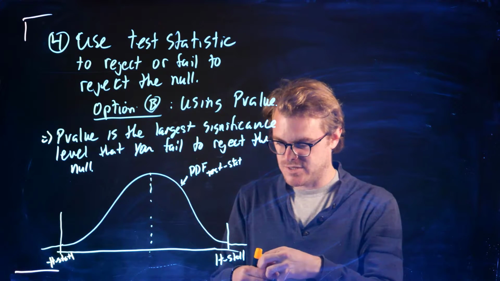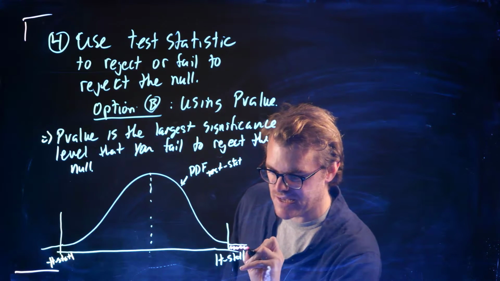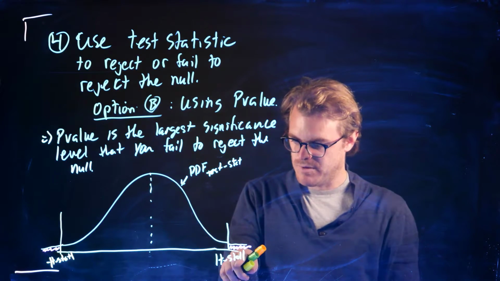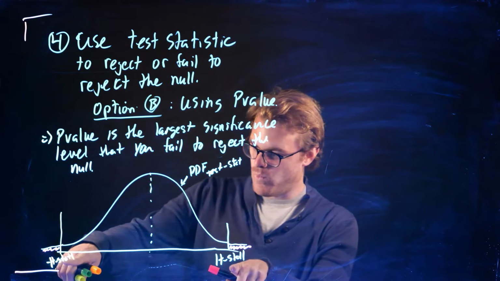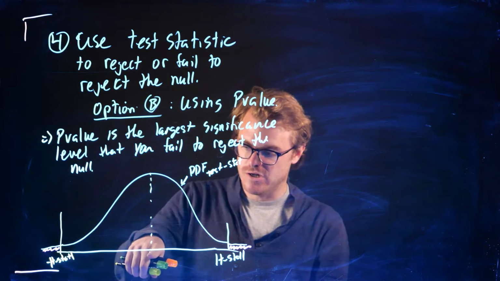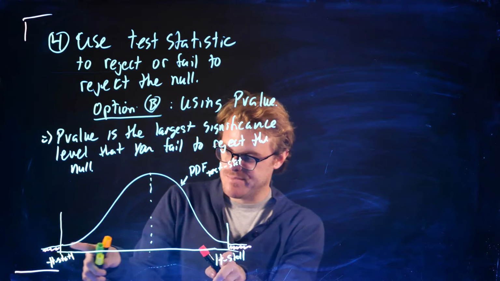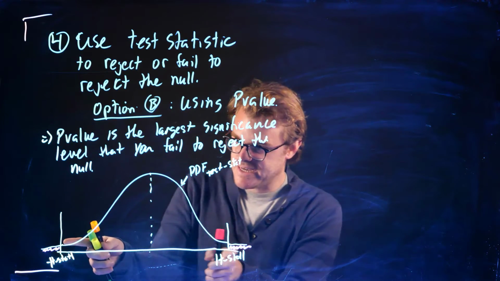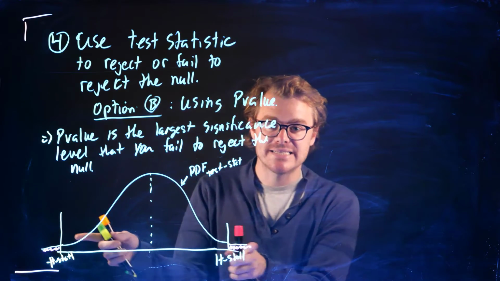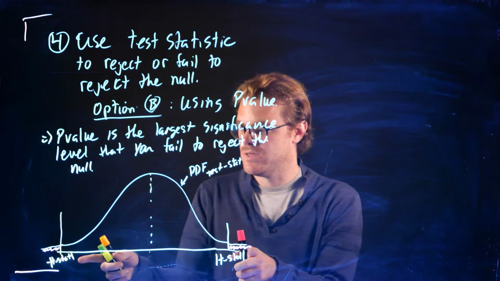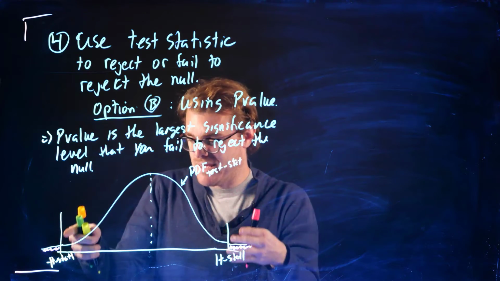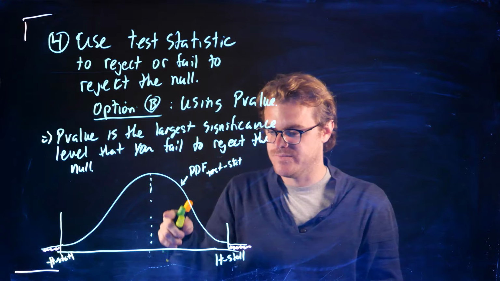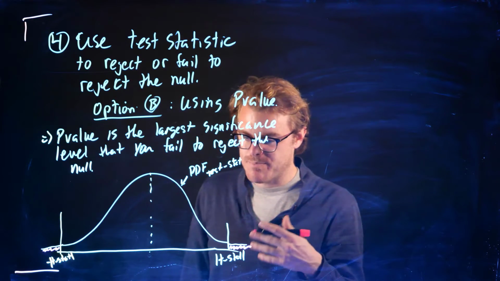And what the p-value is doing is calculating the area in the tails. So what's the probability that we got a result way out here, but the null is true? Well, that's going to be the sum of these two areas in the tails, right? And that's essentially the probability of committing that type 1 error. And so a p-value is actually calculating the largest significance at which we'll fail to reject the null. So that's how a p-value works.